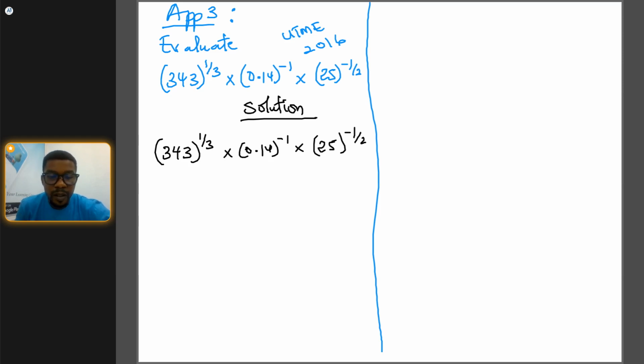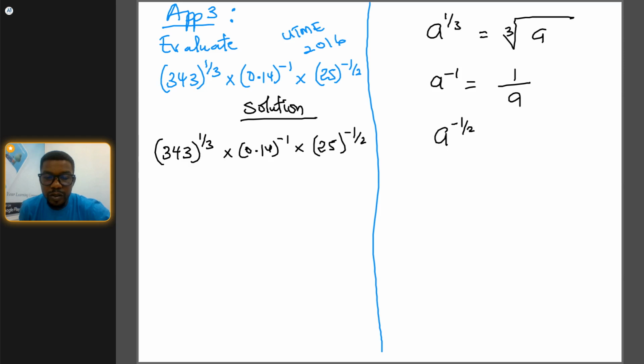So let's proceed. From the law of indices, we said if you have a raised to power 1 over 3, it is the same thing as the cube root of a. If I also have a raised to power minus 1, it is the same thing as 1 over a. If I also have a raised to power minus 1 over 2, it is the same thing as 1 over a raised to power 1 over 2, which is also equal to 1 over the square root of a, because raised to power 1 over 2 symbolizes the square root of a. All this is what we're going to use in solving.